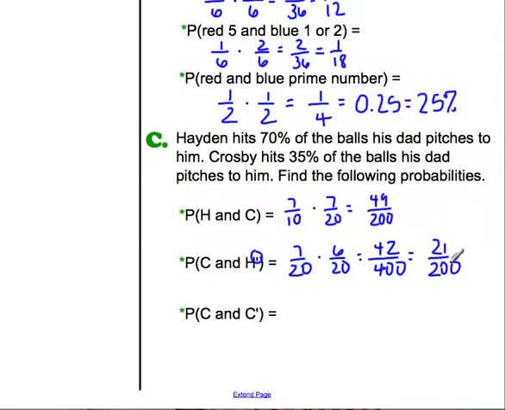Alright, and then we have here the probability of Crosby getting a hit and Crosby not getting a hit. Remember, these would be two separate pitches. So the probability of Crosby getting a hit is 7 out of 20 because it's 35%. The probability of Crosby not getting a hit is going to be 65% or 13 out of 20. Now if we go ahead and multiply these, 7 times 3 is 21, carry the 2, 7 times 1 plus 2, that's 91 out of 400, which I'm going to go ahead and let you guys take care of the number crunching.